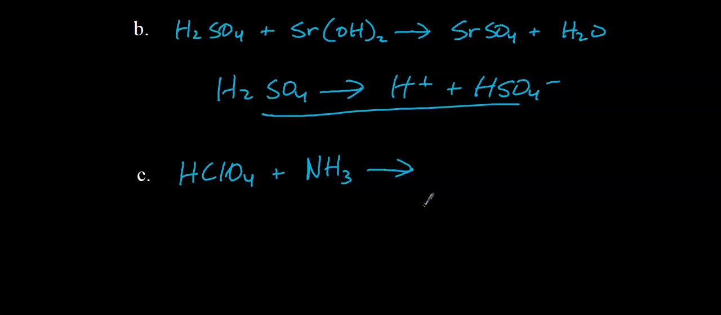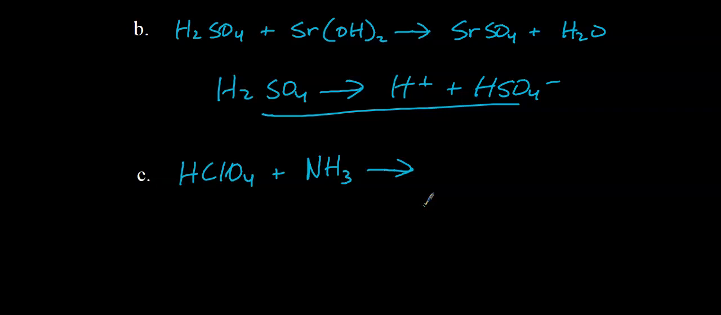Now again, this one is different because our base is not a metal hydroxide, so it's not an Arrhenius base, as I pointed out in the previous examples. So this one's a little bit different. Anytime you have a weak base such as ammonia, even if it's reacting with a strong acid or a weak acid, it doesn't really matter, we're going to do a Bronsted-Lowry type reaction.